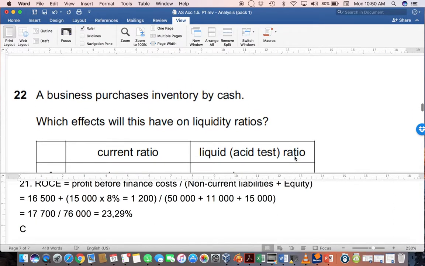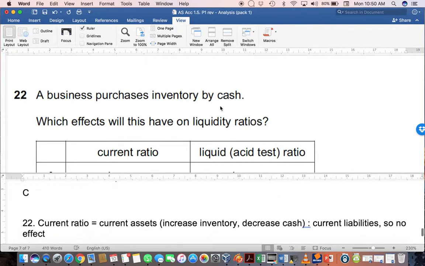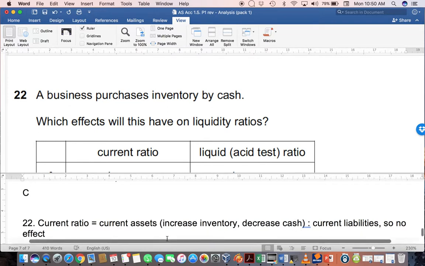Question 22. A business purchases inventory by cash. Which effects will this have on the liquidity ratios? What you want to do is you consider the transaction of buying inventory for cash. In other words, your inventory is going to increase and your cash will decrease. And look at each of these ratios in turn. For the current ratio, remember that the current ratio is current assets to current liabilities, and keep in mind that both your inventory and cash are part of your current assets.